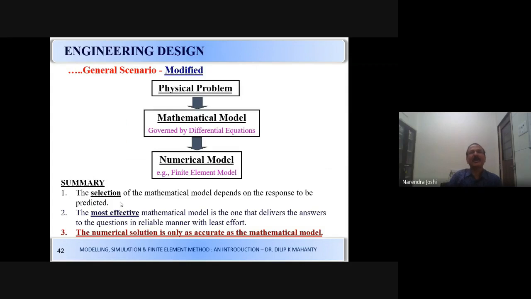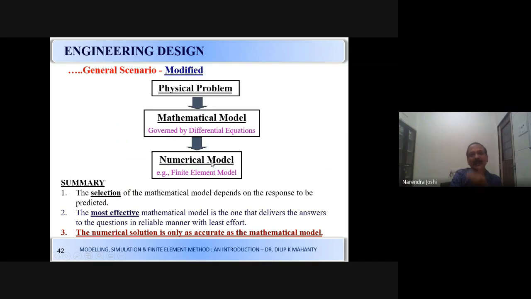A little modification we do. We have done physical and mathematical; to enhance the capacity, we developed a numerical model. The selection of the mathematical model depends on the response to be predicted. And the most effective mathematical model is the one that delivers the answers to the questions in a reliable manner with the least effort.